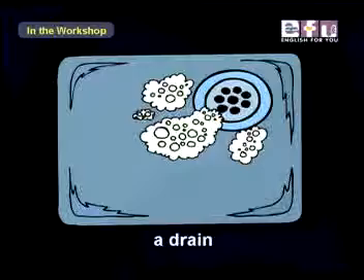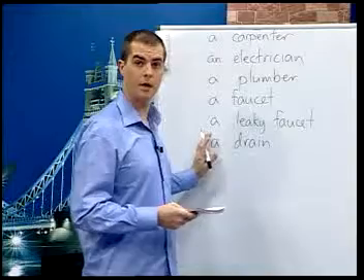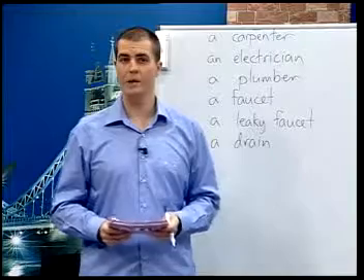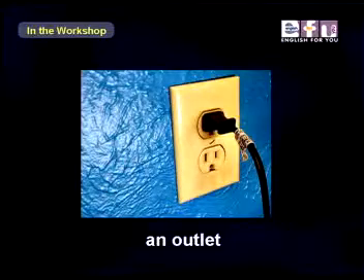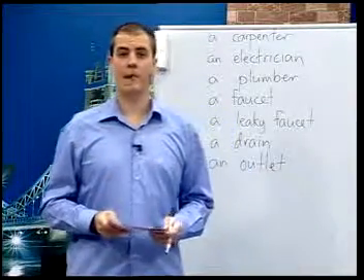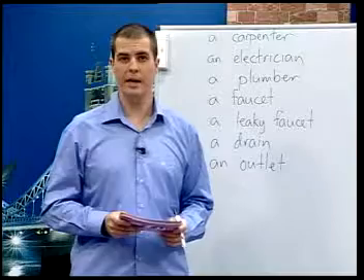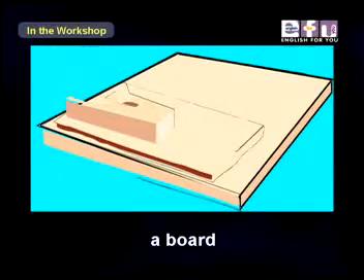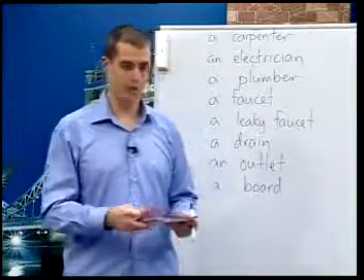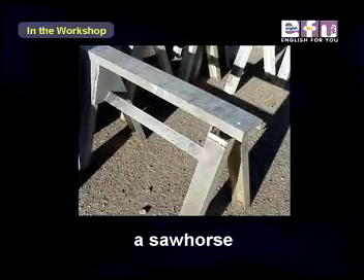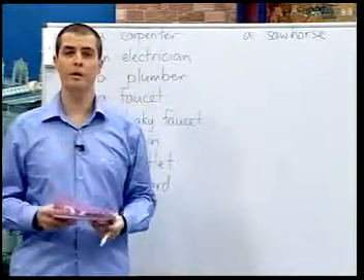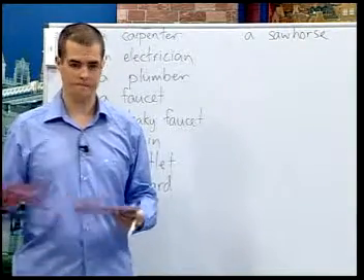A drain is a pipe that carries water or waste liquids away. An outlet is a power point for electricity in the house. A board is a flat, wide piece of wood. So over here, a sawhorse. A sawhorse is a wooden frame used to support boards.